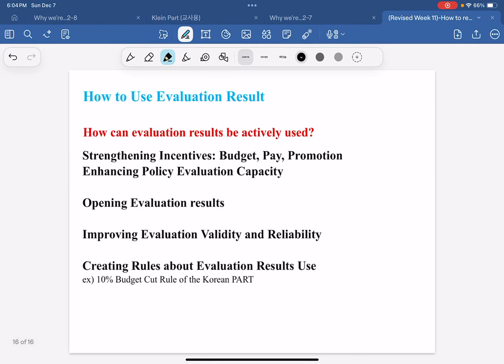Okay, this is the last content that we have learned. As I said, the most important thing in this class is to build the capacity to independently evaluate public policy. I hope that you will apply the knowledge you have learned throughout this course to independently evaluate the policies that you will be responsible for.